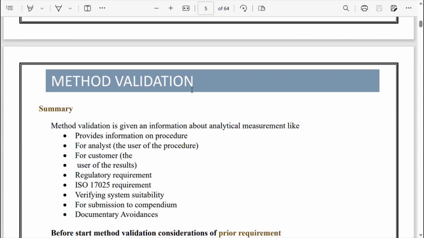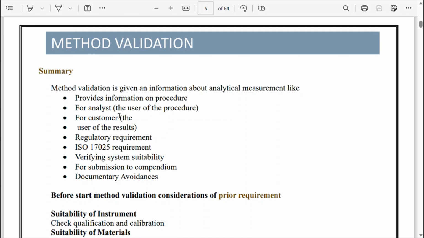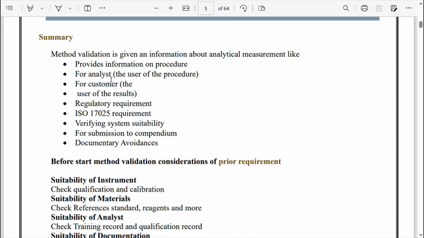Summary of method validation. Method validation gives information about analytical measurement. It gives information for the analyst, which is helpful because we have already performed the method validation. So we will have all the data for customer requirements and regulatory requirements, which is also a requirement of ISO 17025. It verifies system suitability for submission and the compendium. It is documentary evidence.